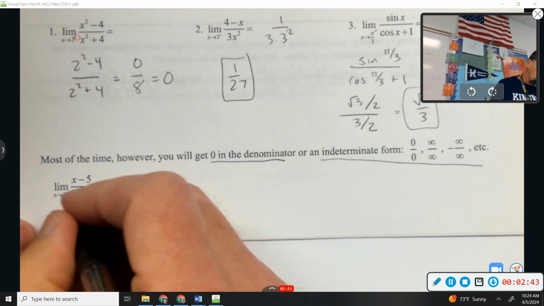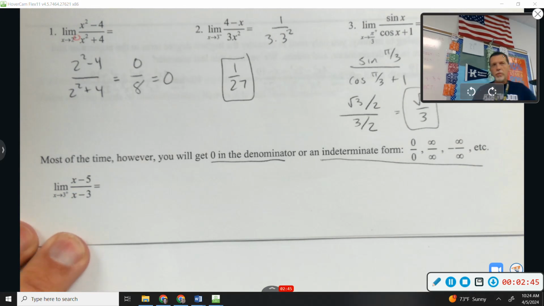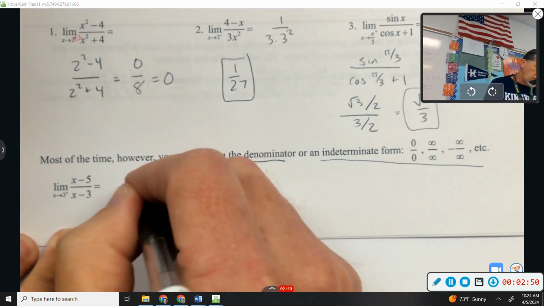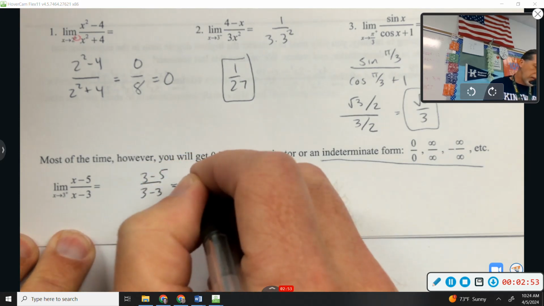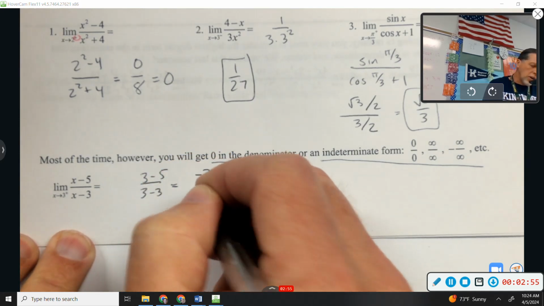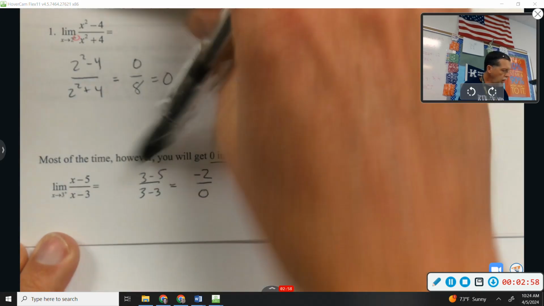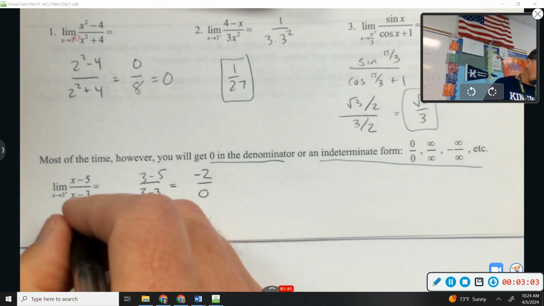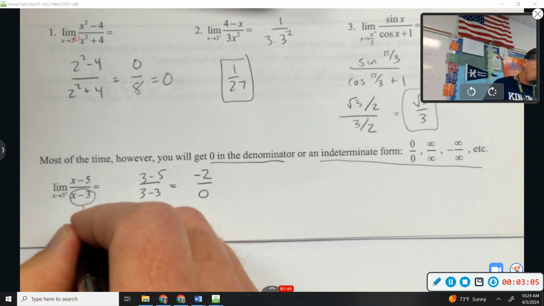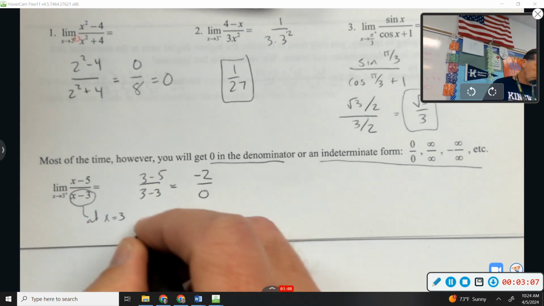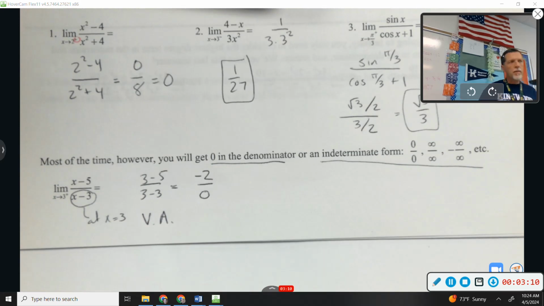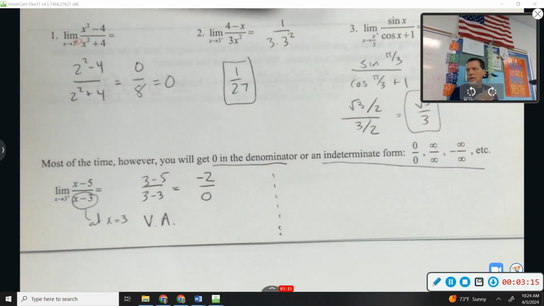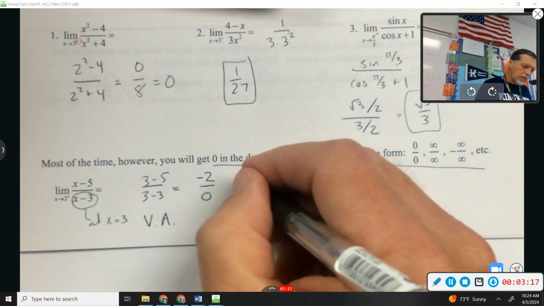So let's plug in 3 on this one. We still start with substitution, and that's what leads us to the weirdness. 3 minus 5 over 3 minus 3. Negative 2 over 0. I can't divide by 0. Do you know what's going on at x equals 3? Like on the graph? There's a vertical asymptote because it wouldn't cancel. So vertical asymptote, I don't know which side is doing what, but it's either infinity or negative infinity.